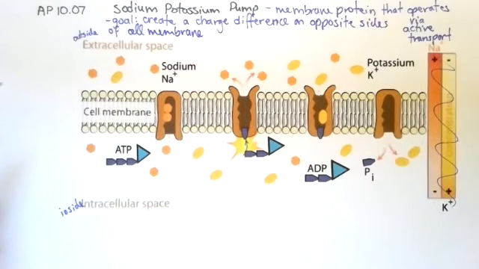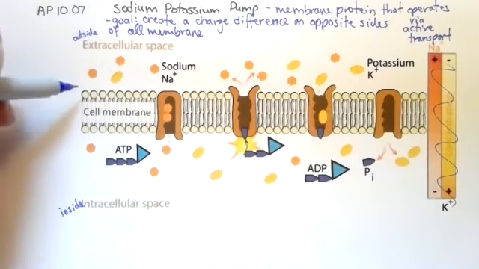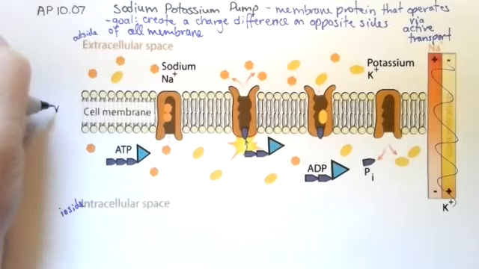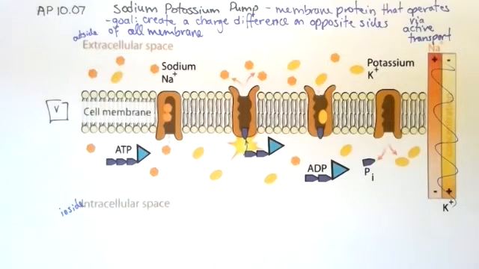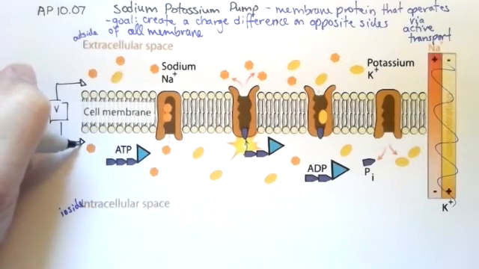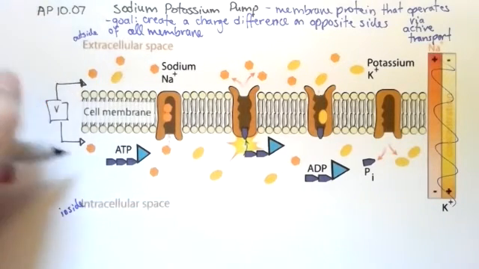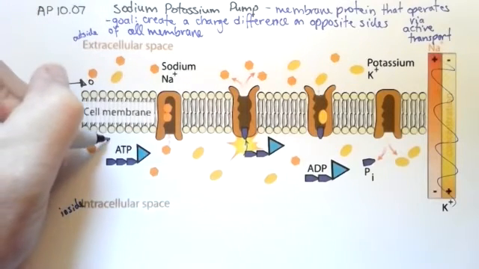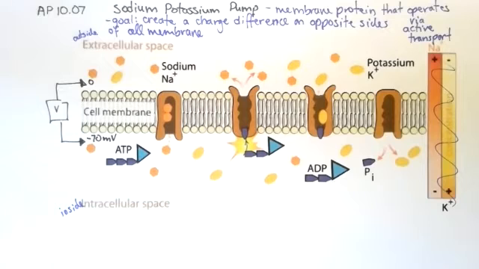And in fact, when we're done, what we're going to see is the sodium potassium pump creates, if we put a probe here, a little voltmeter. So remember, voltage is a measure of electric potential energy. So V for voltmeter. And if I put one probe here, and I put one probe here, and I could see what my voltages are, this would be 0, and this would be negative 70 millivolts.